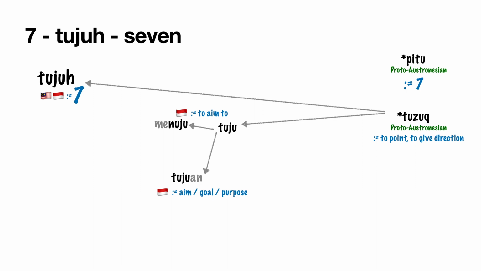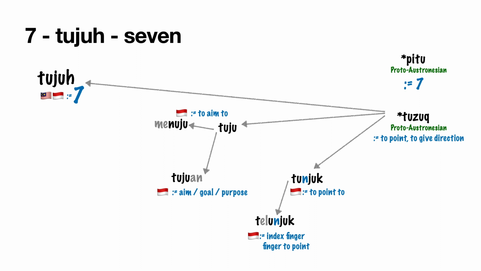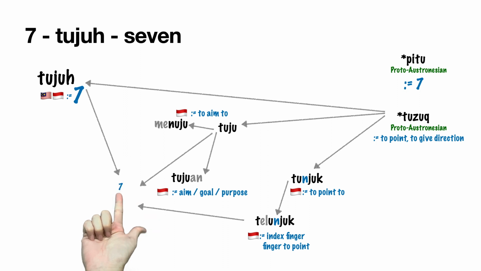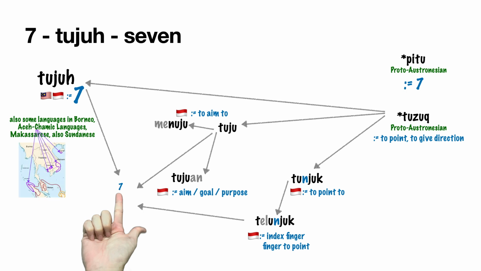It also has the same root with tunjuk or menunjuk, means to point to, and tunjuk with infix l becomes telunjuk, means index finger. Wilkinson has noted that word tujuh as an innovative word for 7 comes possibly from the hand's fingers positions that index finger is pointing, indicating number of 7 in the historical system of finger counting. The usage words of tujuh include some parts of Austronesian languages in Borneo or Kalimantan, Aceh Chamic languages, Makassarese, but also Sundanese.